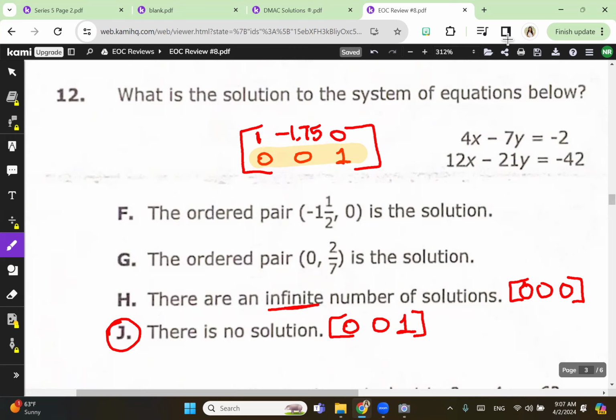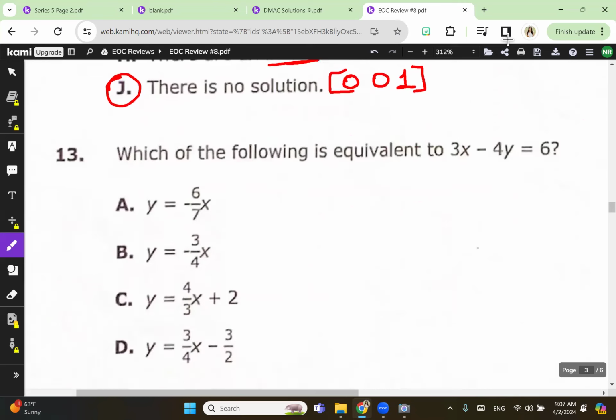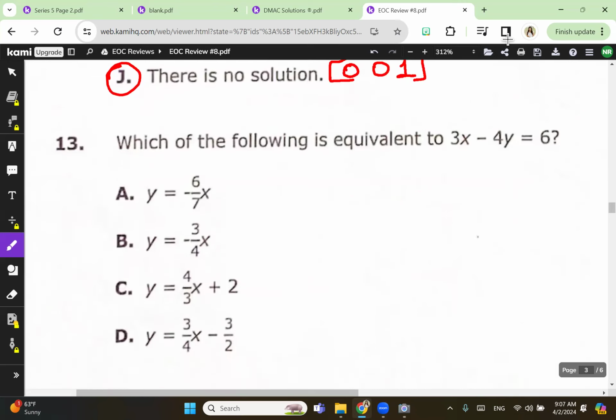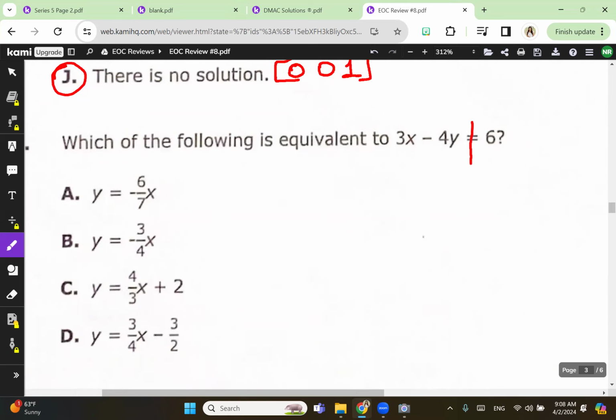Number 13. This one's going to be a little different the way we solve it. Or this one you can just solve for y. It'll probably be faster to solve for y. Ready? How do we solve for y? Draw the line, you put them on the different side. Put what first? X on the other side. How do you do that? Subtract it. Minus 3x.